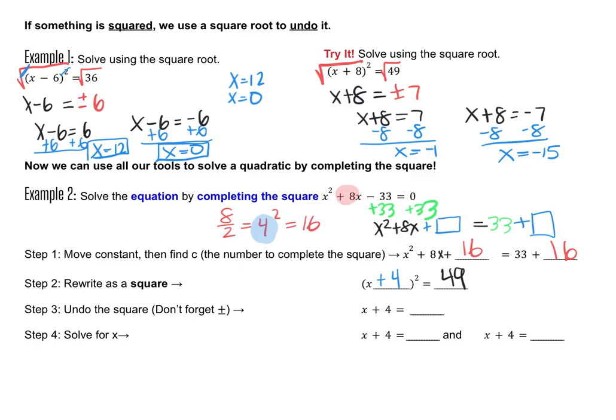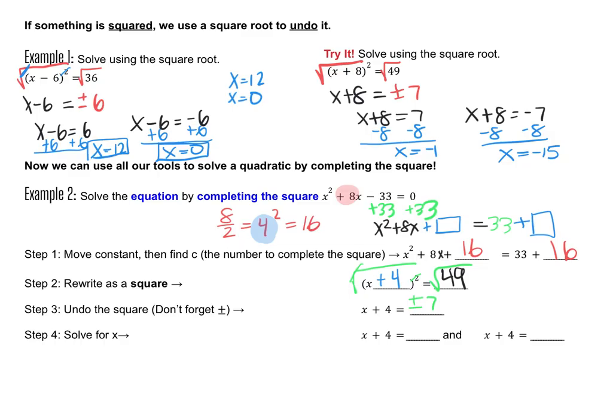So now I have something that's very similar to example 1, where I want to solve using my square root method. So to undo the square, I need to take the square root of both sides of my equation. Well, that square and square root kind of cancel. That's why I'm just left with that x plus 4. And now 49, the square root, is going to be 7. I can't forget the positive and negative version of that.